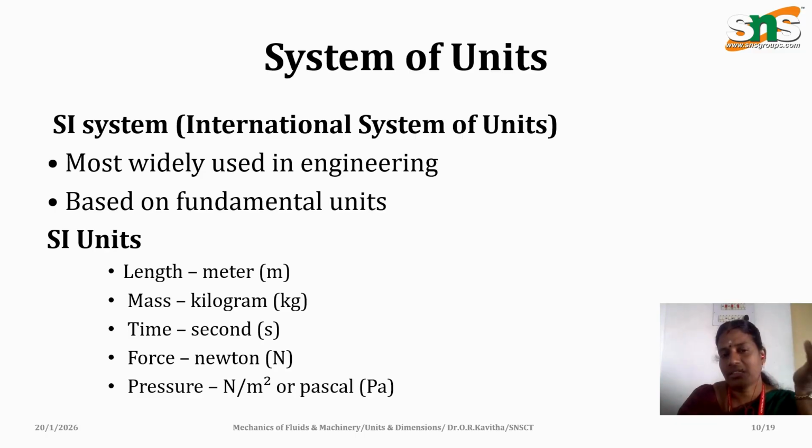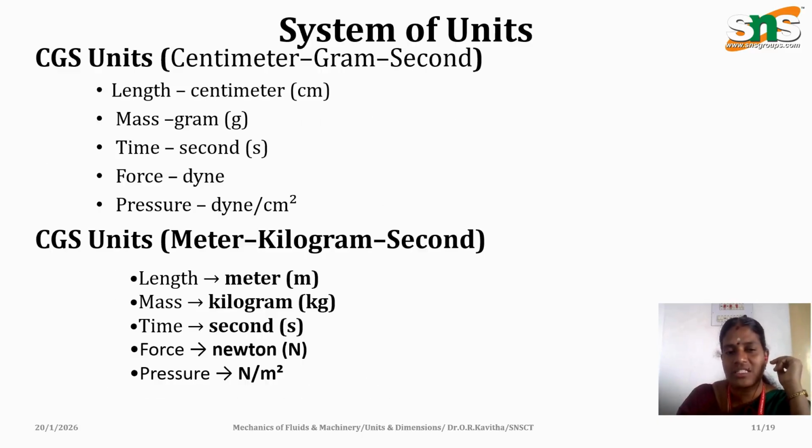If I take the systems of units, there are three systems of units. One is the SI unit, and the others are CGS and MKS. The SI unit is the International System of Units. It is the most widely used in engineering. Every part of the world uses this system of units, and it is based on the fundamental units. As examples, length is described by meter, mass by kg, and time by second. Similarly, SI units exist for other derived units and the fundamental units.